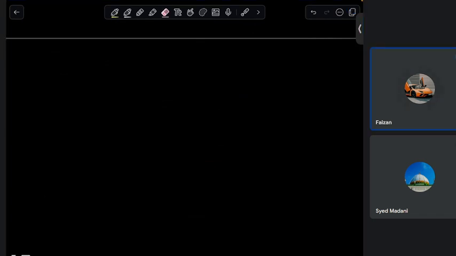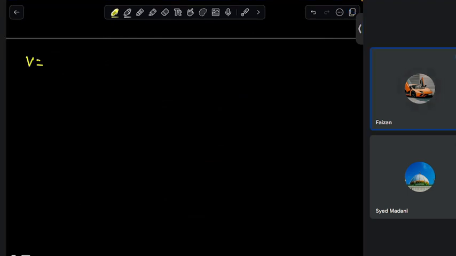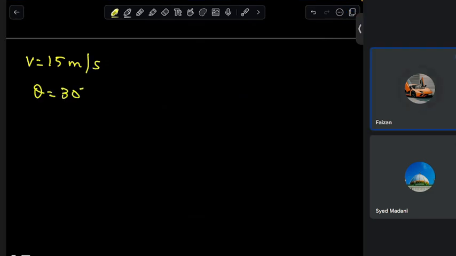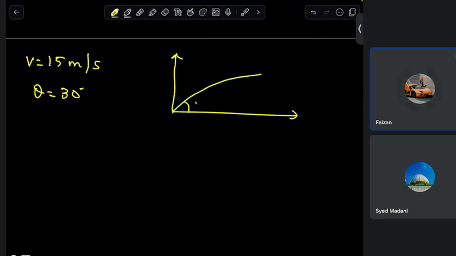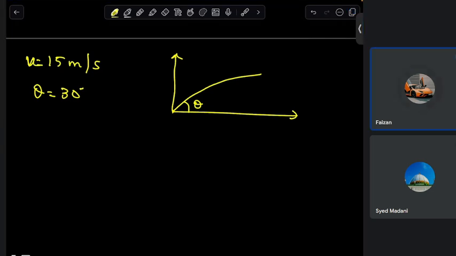A ball is thrown with a velocity of 15 meter per second at an angle of 30 degree to the horizontal. Here u is 15 and theta is 30. You should complete that statement: it is thrown with a velocity of 15 meter per second at an angle of 30 degree to the horizontal. So find time of flight.